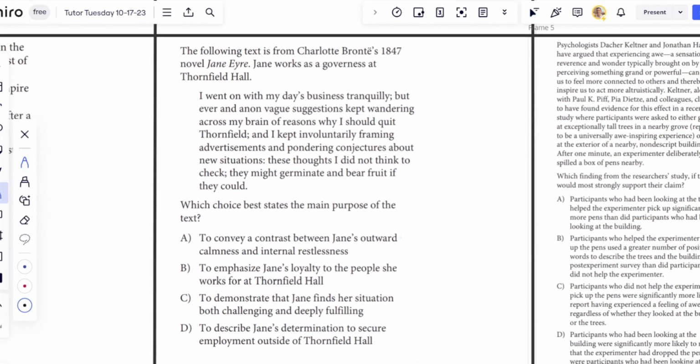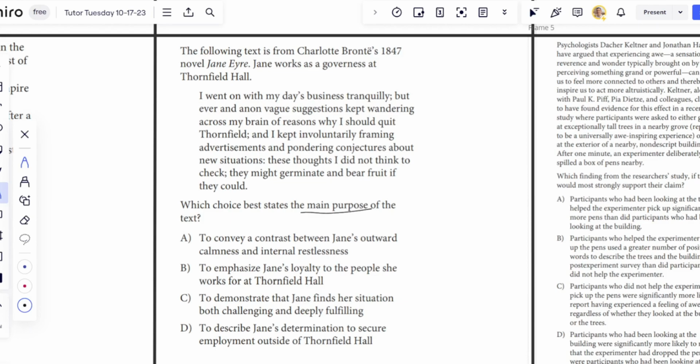Next reading writing question. The following text is from Charlotte Bronte's 1847 novel Jane Eyre. Jane works as a governess at Thornfield Hall. Okay, this is a lot of text. Let's skip this and read this. Which choice best states the main purpose of the text? Main purpose. I'm going to focus on that. I can even skim these answer choices if I want to get a better sense for what they might ask us. Convey a contrast, emphasize loyalty, demonstrate Jane finds her situation challenging, demonstrate or describe her determination.